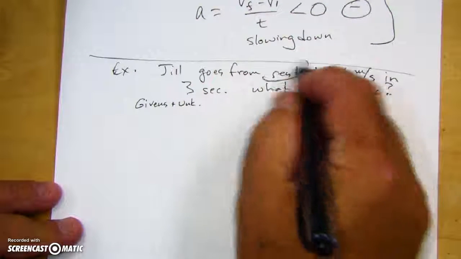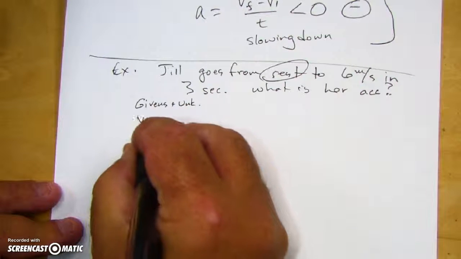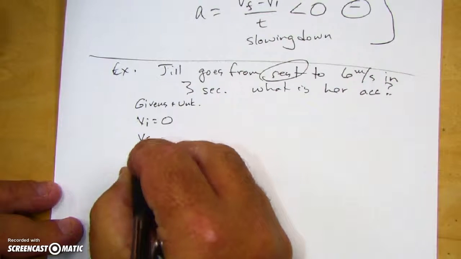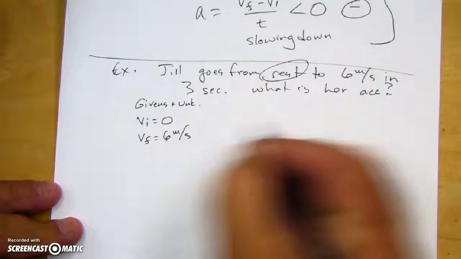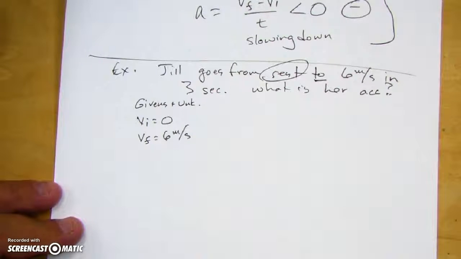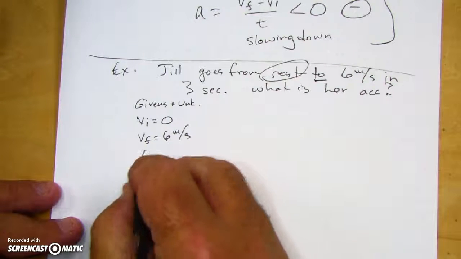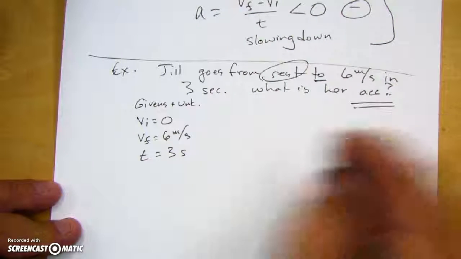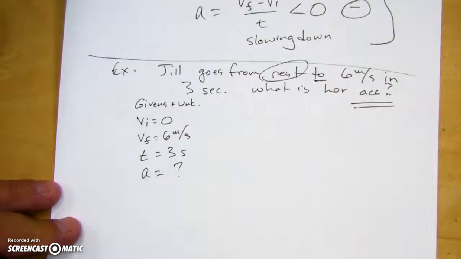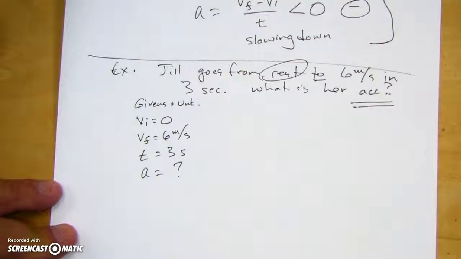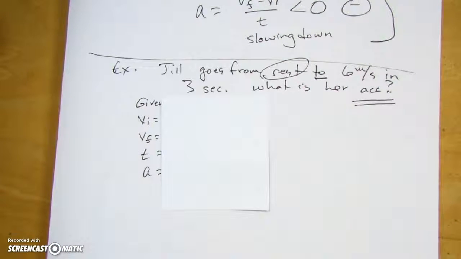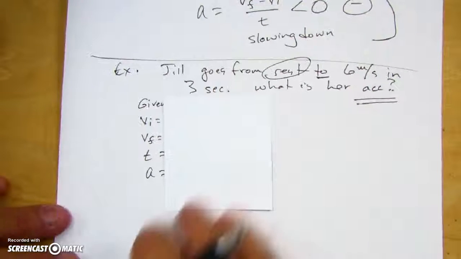Given: rest means that the initial speed is equal to 0. The final speed is 6 meters per second because I'm going to that speed. And then, of course, 3 seconds, that's the easy one, time is 3 seconds. The next thing you want to do is write down what your unknown is. Your unknown is acceleration. The reason you want to do that is because, quite literally, you could cover up all 4 of those. As long as you only have one unknown, it's solvable.